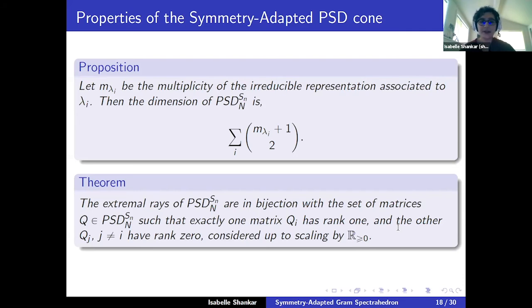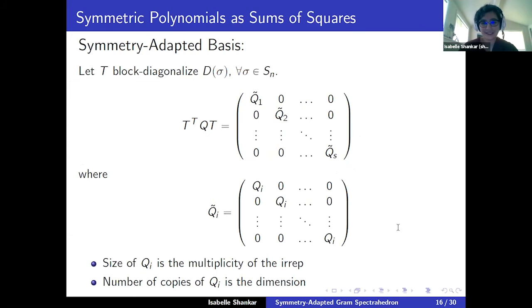Well, it turns out that the way to construct an extremal ray is to take one of your Qi tildes, one of these blocks, and make all the other ones 0. So pick one of these Qi tildes. In one of these Qi tildes, you have multiple copies of the same block, right? So you make Qi rank 1, but then the rank of Qi tilde is exactly the dimension of the irrep, right? And that matrix now defines an extremal ray.